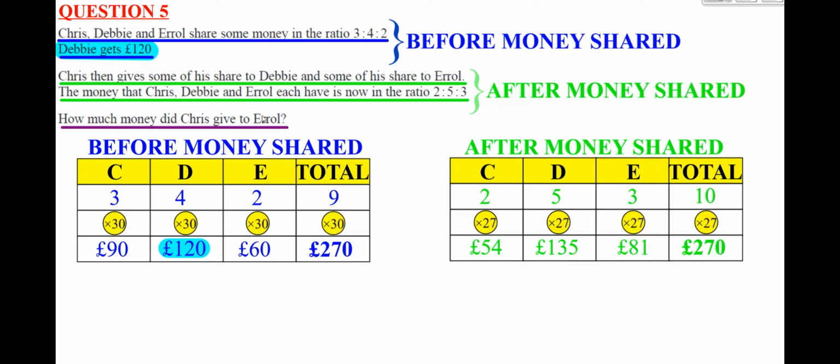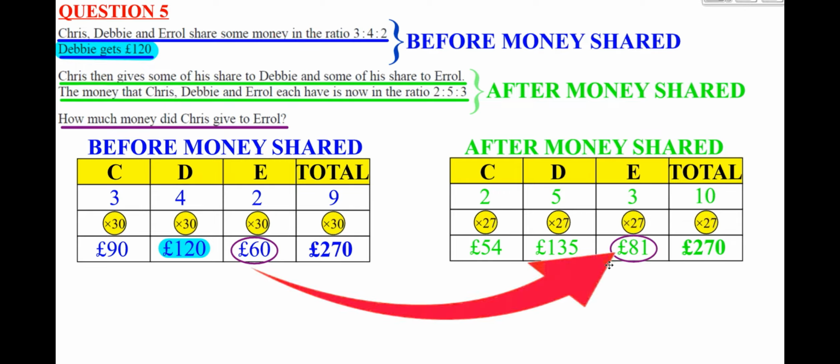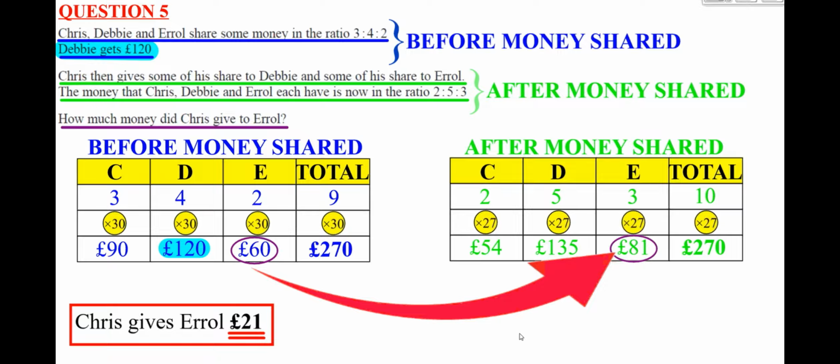So if we just focus on Errol's amounts, from what he began with to what he's ended up with, he started with 60, but he's ended up with £81. Nobody else has given Errol any money. The question doesn't say Debbie's given him any money, it's just simply Chris giving him the money. So any increase in money Errol has obtained must be down to Chris. So if Errol's gone from £60 to £81, like so, then obviously his money's increased by £21. Therefore, it must have been the case that Chris gave Errol £21.